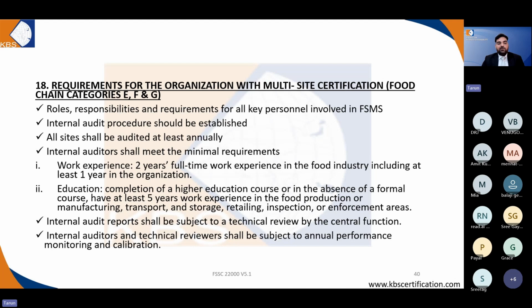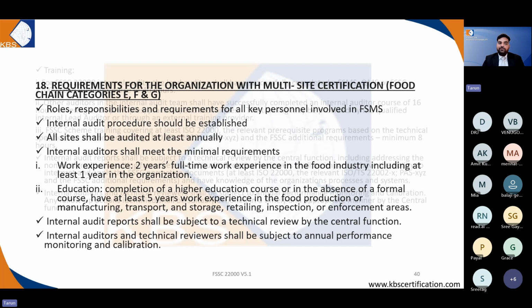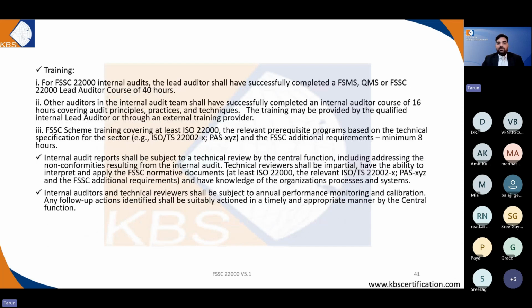The internal audits and technical review shall be subject to annual performance. This will be checked annually. And regarding the training required for persons conducting internal audits, an FSSC 22000 internal audit can be done by a person who has completed the 22000 lead auditor course. If you do not have that, then you are not eligible to conduct the internal audit. This is the guideline of FSSC. Okay, so this is how it works.